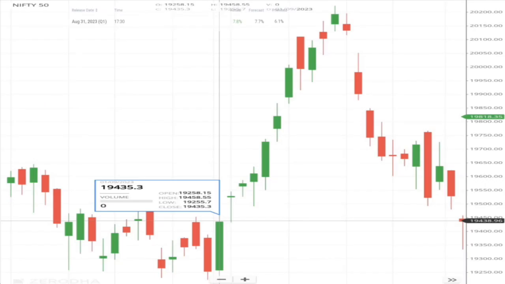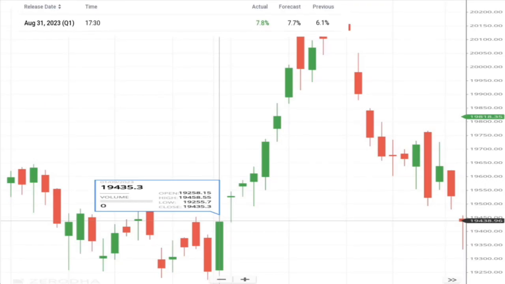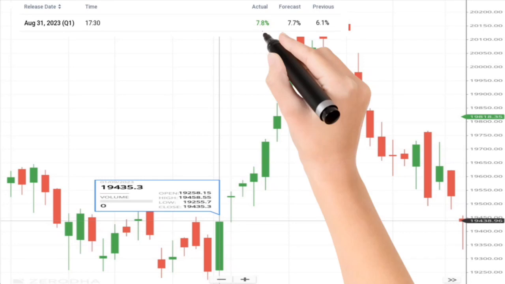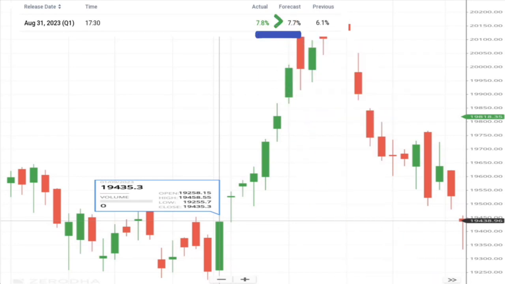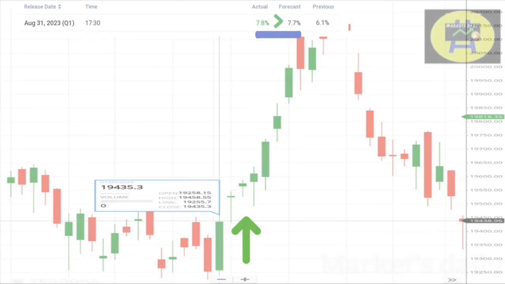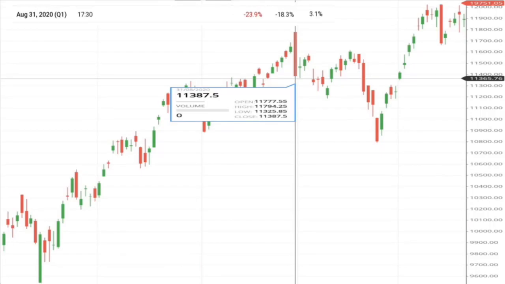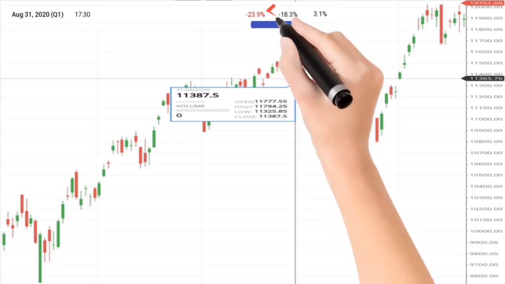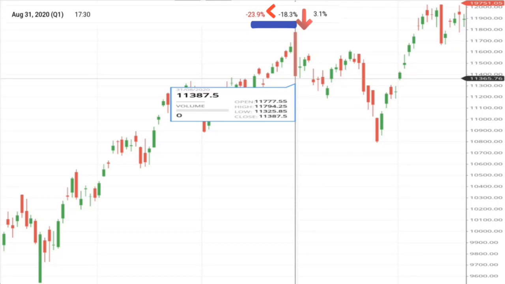On 31st August 2023 at 5:30 p.m., GDP was released. Here, the actual GDP was greater than the forecasted GDP. So, next day, stock prices moved up. Similarly, on 31st August 2020 at 5:30 p.m., the GDP was released. Here, the actual GDP was lesser than the forecasted GDP. And the next day, the stock prices moved down.